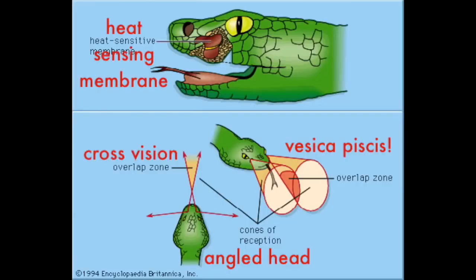And they sense this heat around them by taking in, they smell through their tongue, but they also send information into the heat sensing membranes, which allows them to have the thermal vision. And these two cones of vision overlap directly at the center, leaving a perfectly visible Vesica Piscis geometry visual pattern.